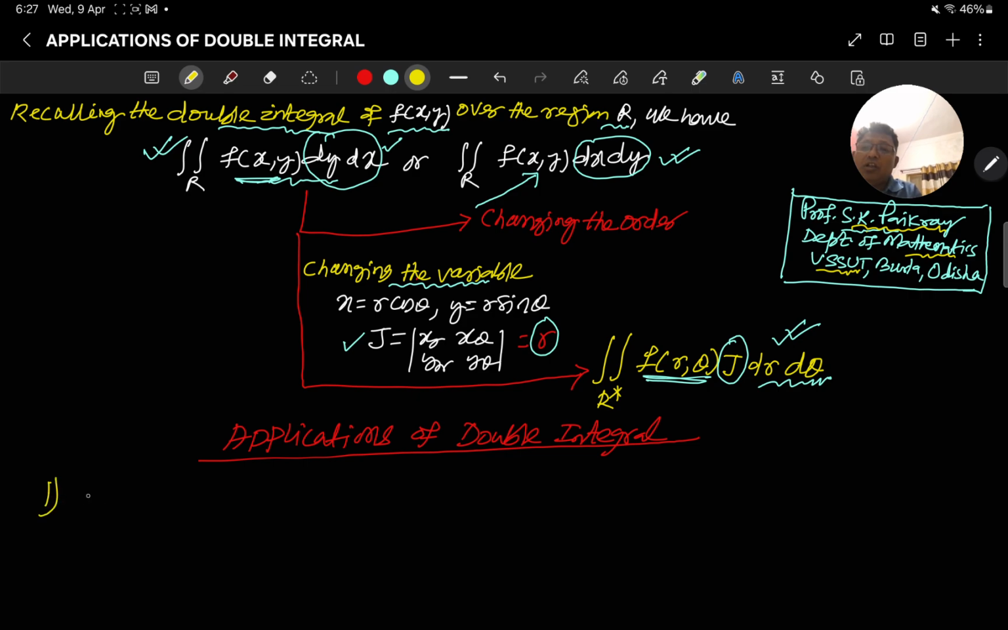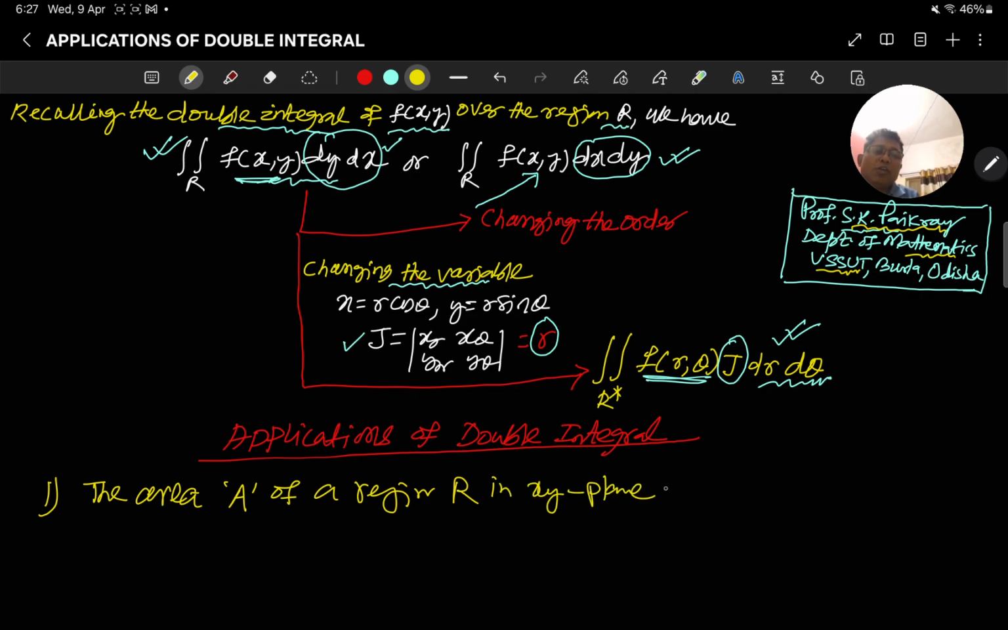Coming to one, the area of a region. The area A of a region R in the xy plane is given by: your area A is equal to the double integral over the region of dy dx.